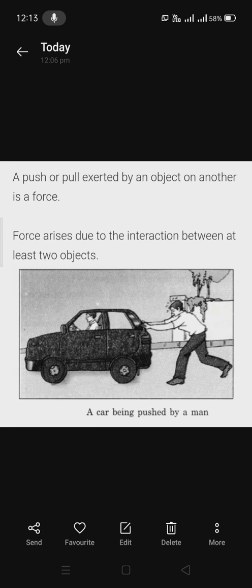First topic, force. A push or pull exerted by an object on another is called force. Force generally is caused due to interaction between at least two objects. Here a figure is given in which we are seeing that a car is being pushed by a man. He is applying force by touching the car.